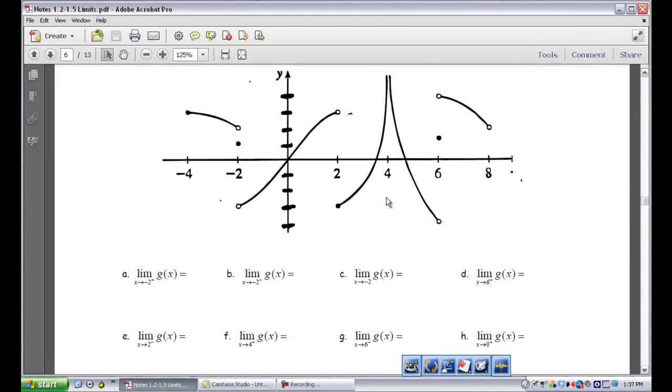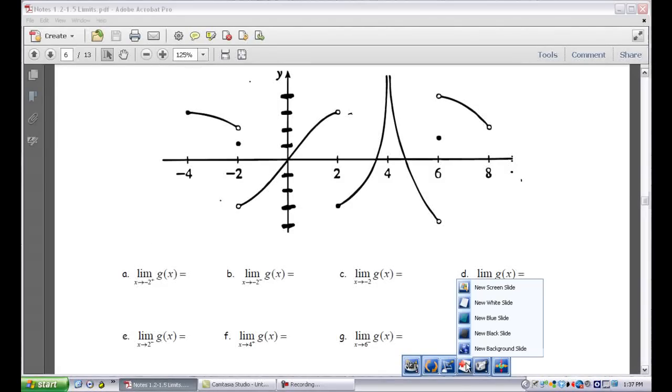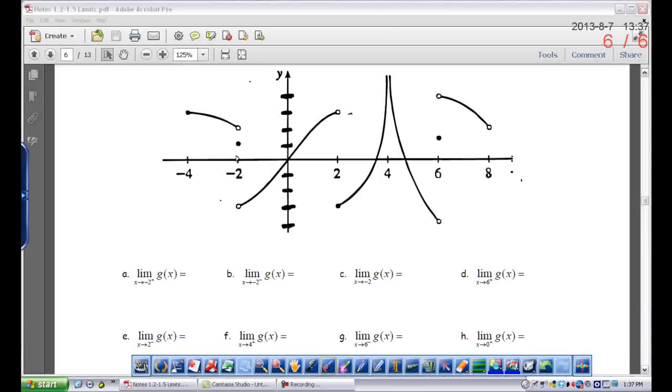All right, so we're going to use this graph to find each limit. So the limit as x approaches -2 from the right side. Here's where x equals -2. If I'm coming from the right side, I need to take my pencil and move from the right to -2. Then the y value that this function is approaching is -3.